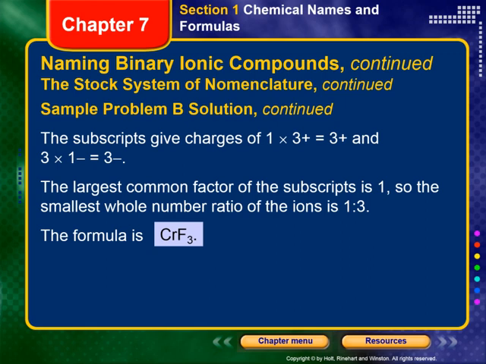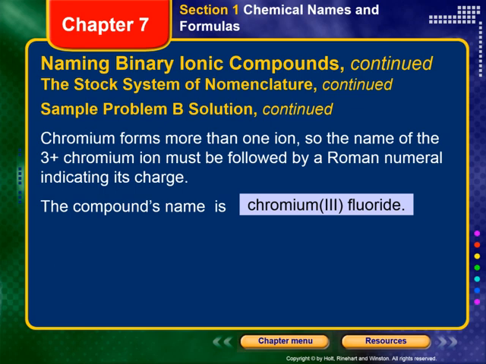So the largest common factor of these subscripts is 1. So the smallest whole number ratio of ions is 1 to 3. So the formula is CrF3. But we know that chromium forms more than one ion. So the name of the +3 chromium ion must be followed by a Roman numeral indicating its charge. And so the compound's name, because we just did the formula, the name is chromium 3 fluoride.